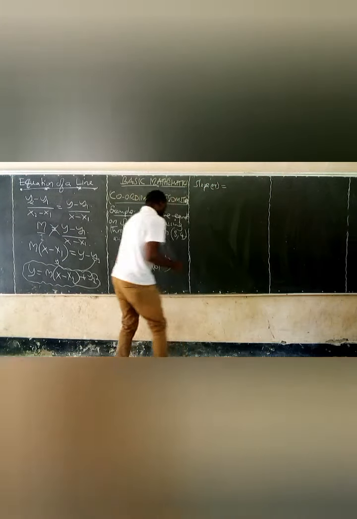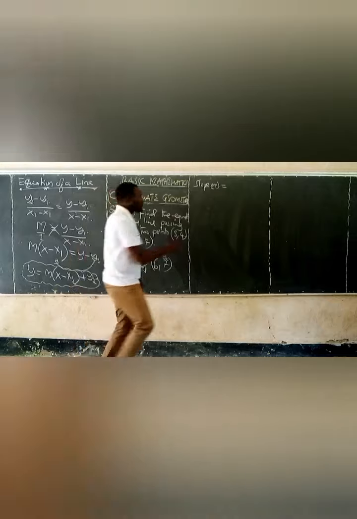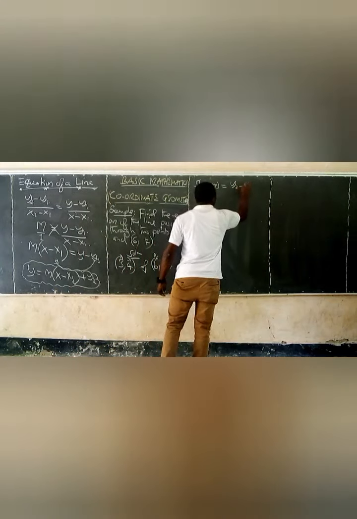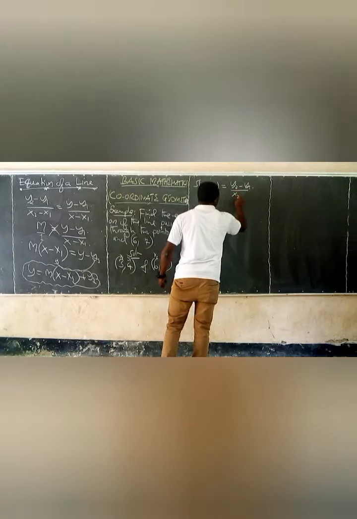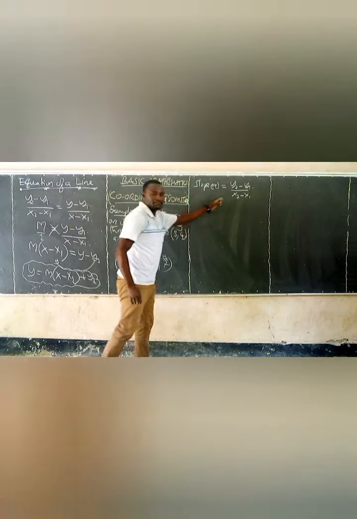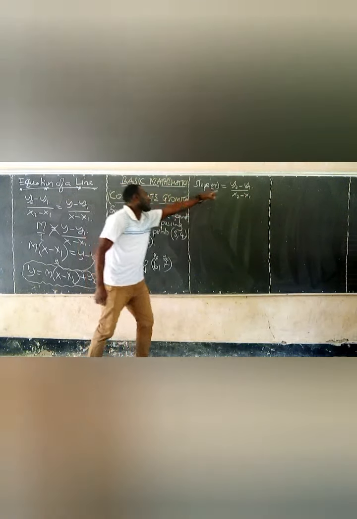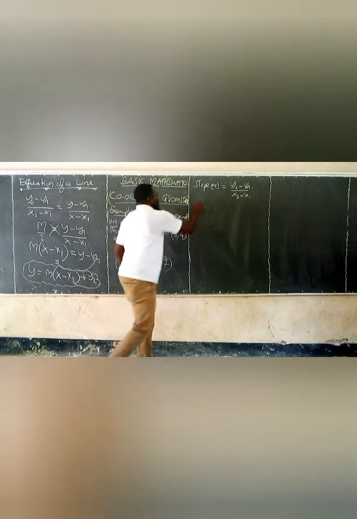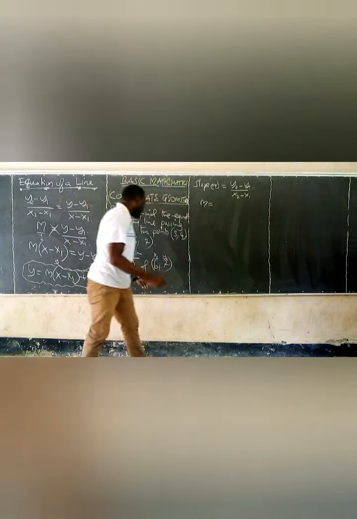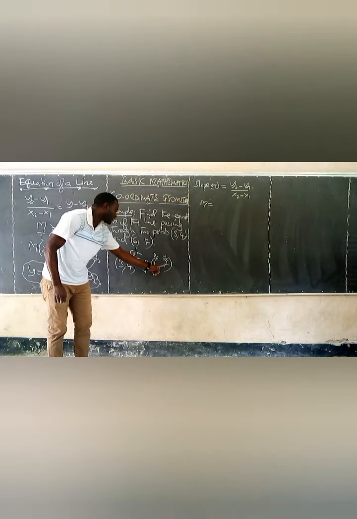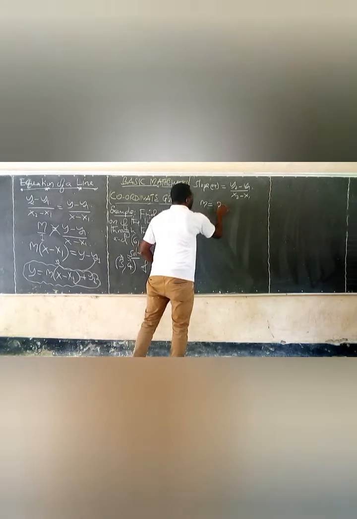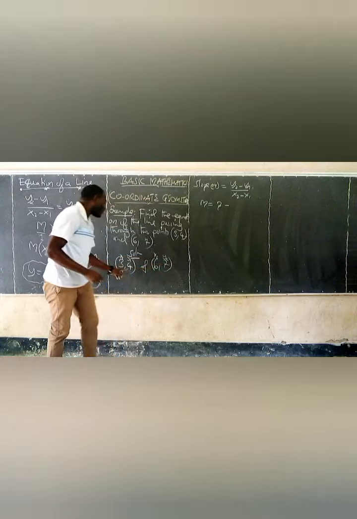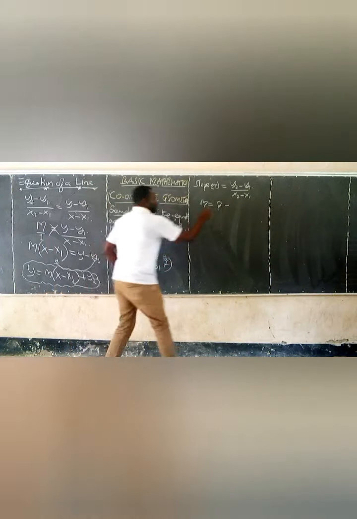This is equal to the formula: y2 minus y1, divided by x2 minus x1. Then we substitute. Where there is y, we insert its value from these 2 points. Then m as a slope is equal to y2. What is y2? y2 is equal to 7, so we write here 7. Then minus y1. What is our y1? y1 is 4, so we write here 4.